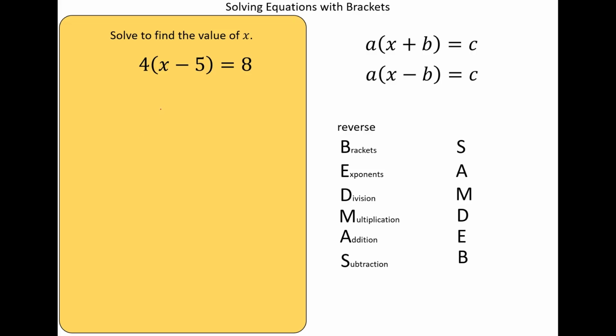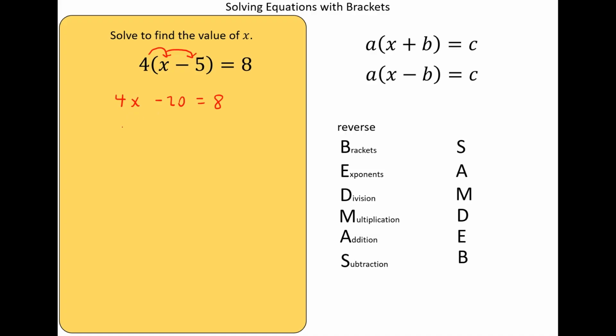Okay. Now for our second example, I'm going to show you two methods to solve this. First, let's use the method that I taught you before. Let's apply the distributive property. So I'm going to multiply 4 by x and 4 by the negative 5 here. So 4 times x is 4x. 4 times negative 5, if you remember your integers, is going to be negative 20. And that's going to equal 8.